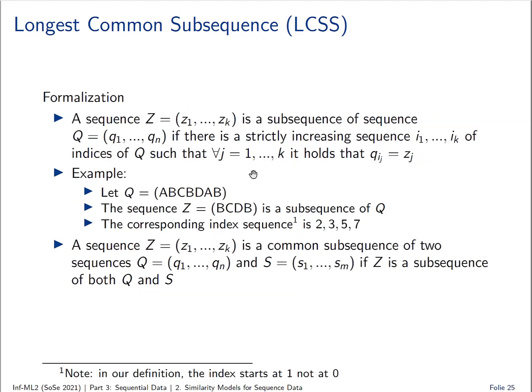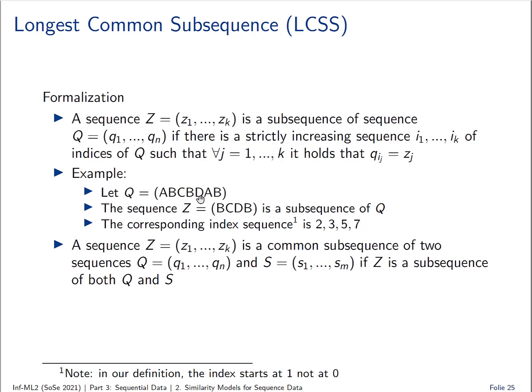So the formalization is a little bit more, well, not tricky, but a little bit more exhaustive. A sequence is a subsequence of another sequence if there is a strictly increasing sequence of indices, denoted here by i1 to ik, such that for all indices j from 1 to k, it holds that we have an element from Q and an element from Z with the same indices, so to say. Yeah. So maybe we just look at an example here.